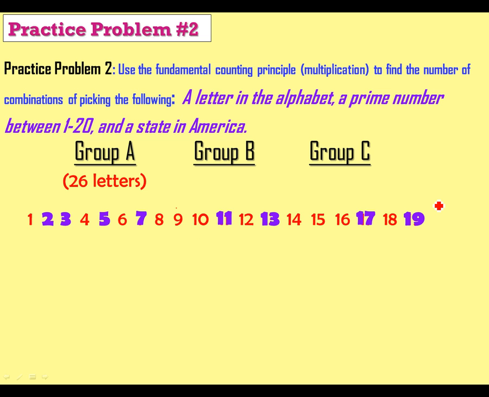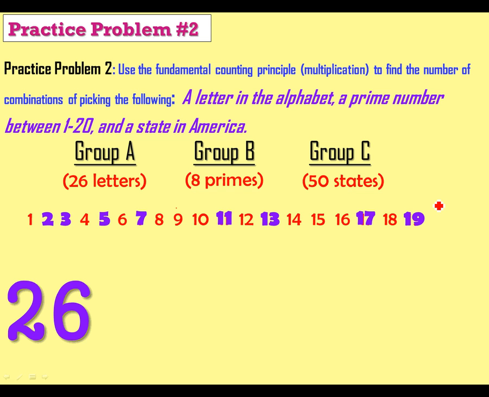So how many prime numbers are there? Yes, there are 8. And how many states? There are 50 states. Hopefully you all knew that. And this is just a matter of multiplying. Okay, so just do 26 times the number in group B, which is 8, times 50.